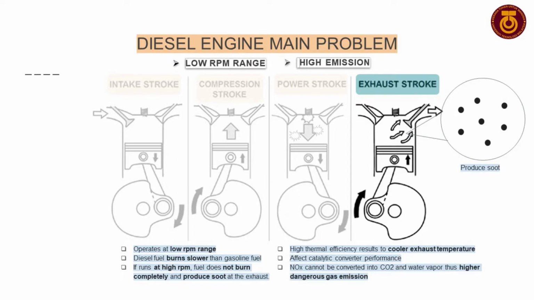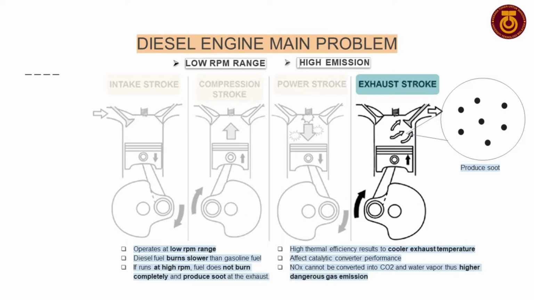The next problem is diesel engine have low RPM range. It is because of the additional weight on the heavier parts that affect the motion of the moving parts in the engine. Moreover, diesel fuel burns slower than gasoline fuel. Thus, if the engine running at high RPM and at the same time the combustion of the fuel is not completed, there will be excess of unburned fuel in the cylinder that will then produce more soot at the exhaust. And not only that, it will then affect the fuel efficiency of diesel engine to be lower than when it's operate at low RPM range.